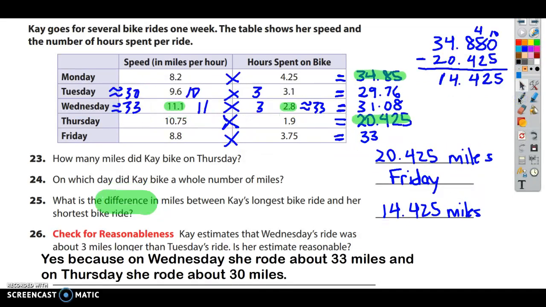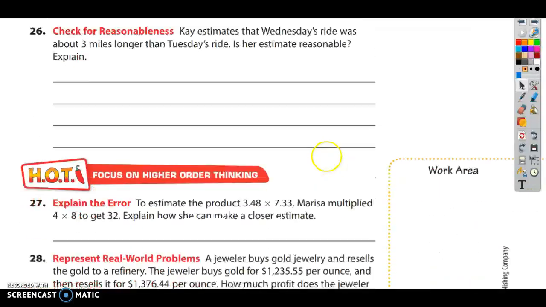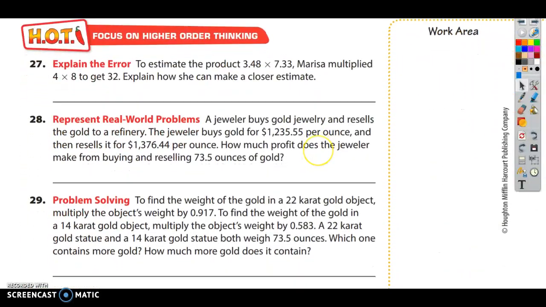Cool, we're going to check out one more problem, one of the hot questions. We're going to check out number 27, and that will be our last question here. You can go ahead to 28 and 29 and write skip. If you want to try those problems, you may, but we are not going to solve them as a whole group. 27 reads, explain the error.